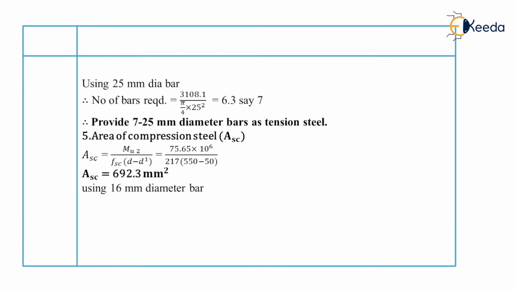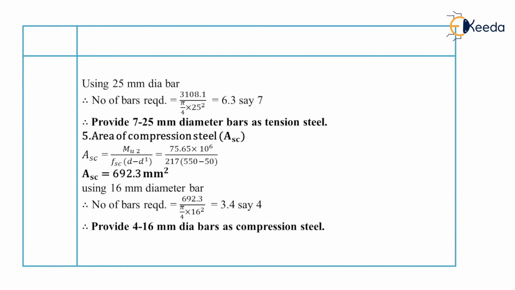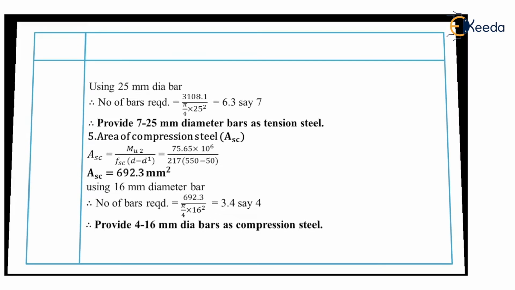Now we will assume 16 mm diameter bars. Therefore, number of bars required are 692.3 upon pi by 4 into 16 square, which gives us 3.4 number of bars required. As practically it is not possible to provide 3.4 number of bars, therefore we will provide 4 numbers of bars of 16 mm diameter as compression steel. Okay, so here we have completed one method.